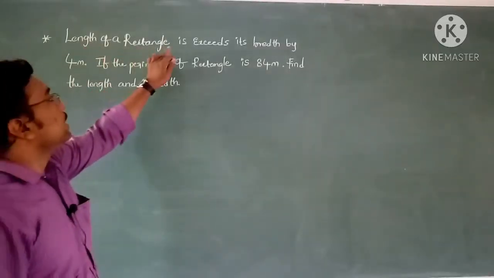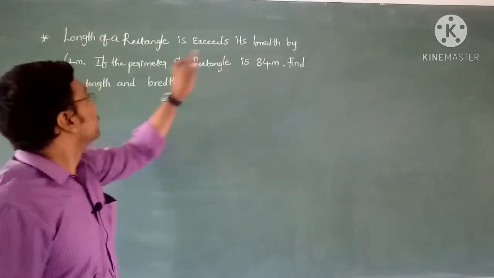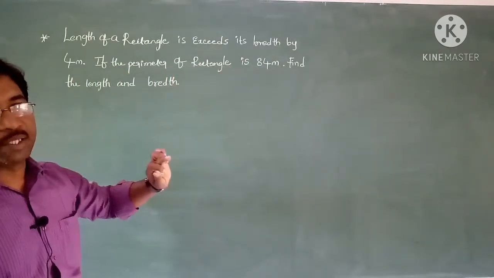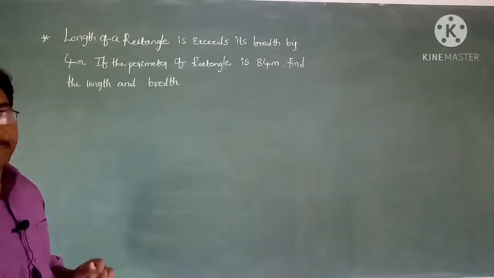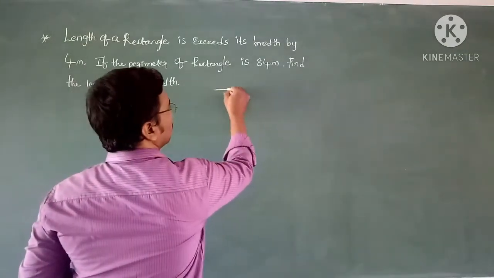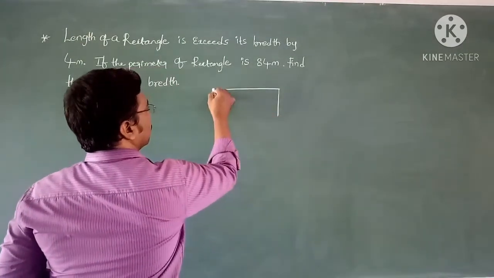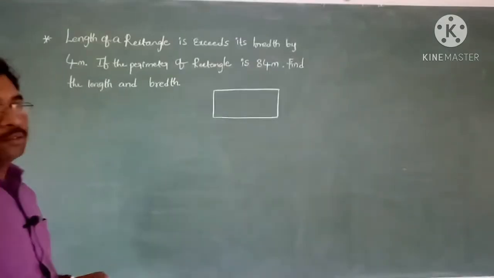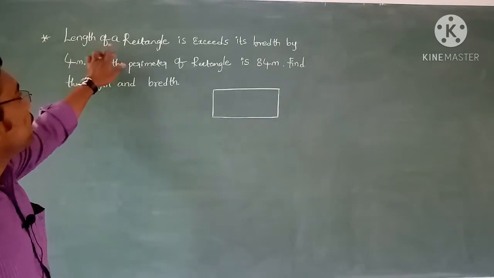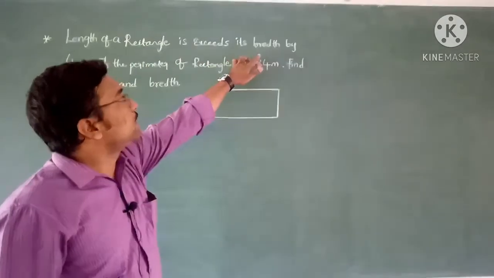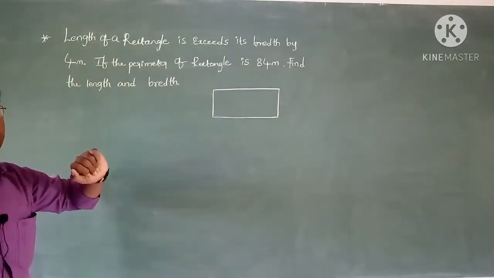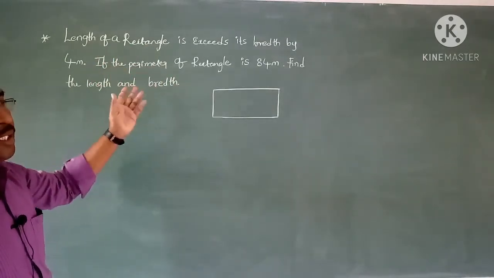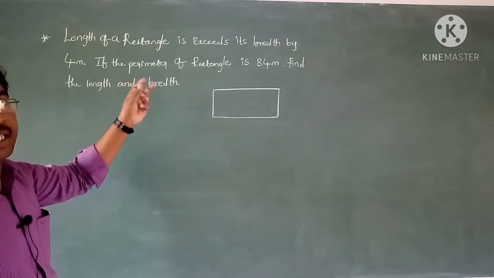Length of a rectangle exceeds its breadth by 4 meters. If the perimeter of the rectangle is 84 meters, find the length and breadth. So, this is a rectangle. What is the condition given? Length of a rectangle exceeds its breadth by 4 meters. Actually, we don't know the breadth and length, but the connection between these length and breadth is given.